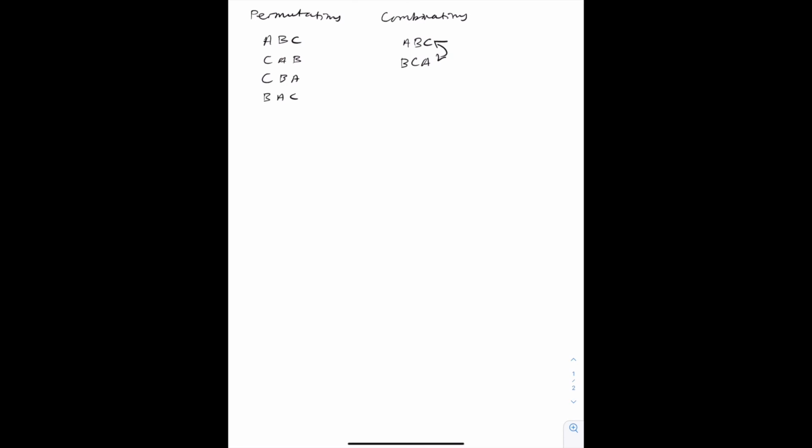So let's start from the beginning. What are combinations? It's about the values that you choose rather than the order in which you choose the values, unlike permutations. So let's take an example.